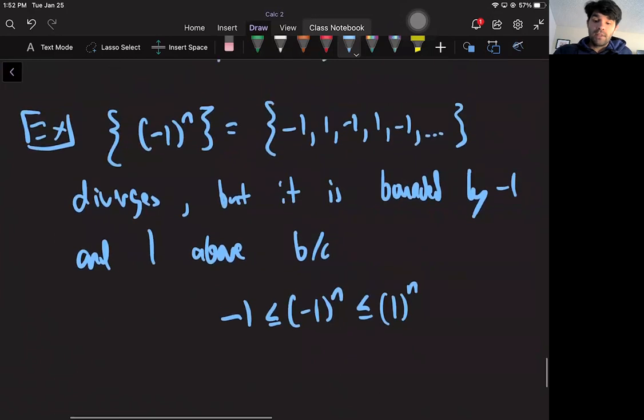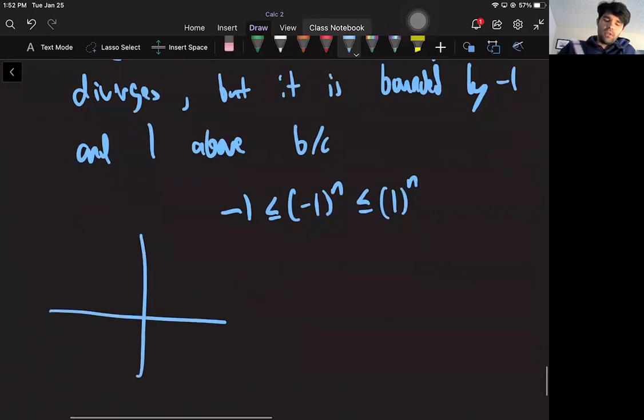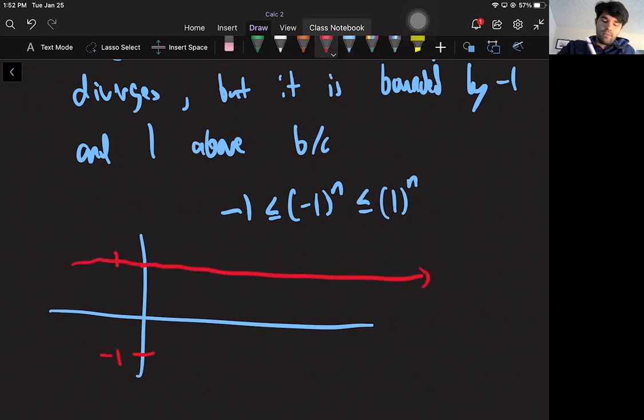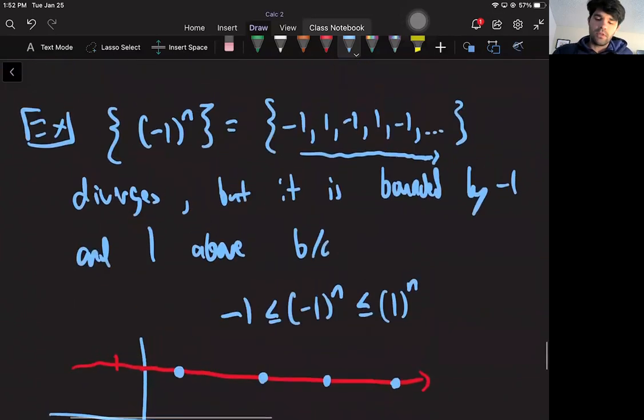But it diverges because these numbers don't go towards a single number. They go towards two single numbers. And so visually, it's sort of just like this. We have 1 and -1 that are our bounds that the sequence will never go past. But just because they never go past it doesn't mean they actually go towards something, which is what's happening here. Okay, so just because it's bounded does not mean it diverges.